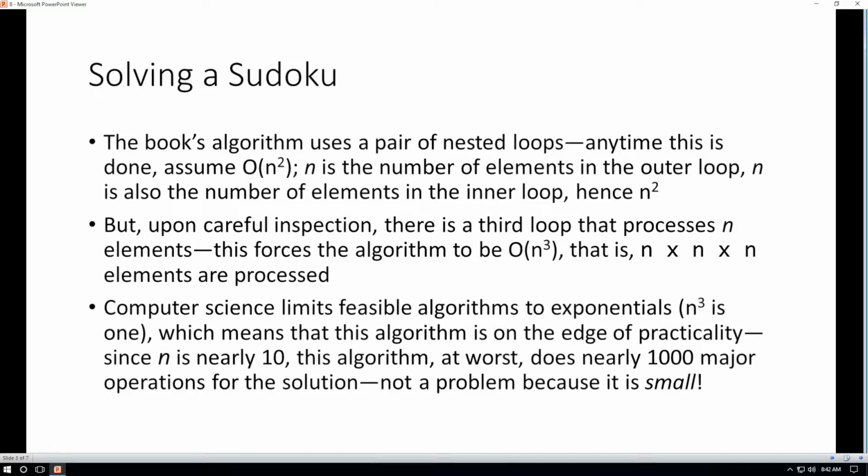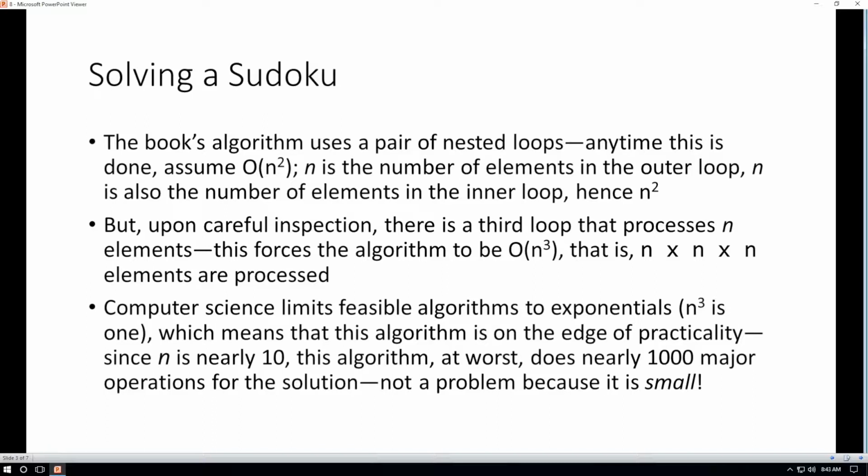Computer science limits feasible algorithms to polynomials. N cubed is certainly a polynomial. We have n to some fixed power. So we're on the edge of practicality in this approach. Since n is 9, but it's about 10, this algorithm at worst does about 1,000 major operations for a solution. That's pretty small. That can be handled very quickly, and no one would notice an inefficiency.